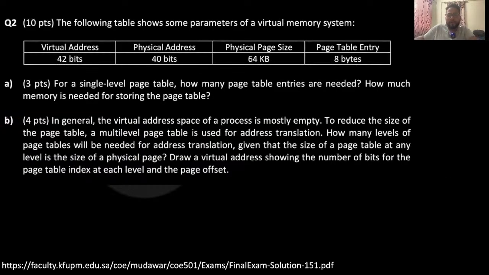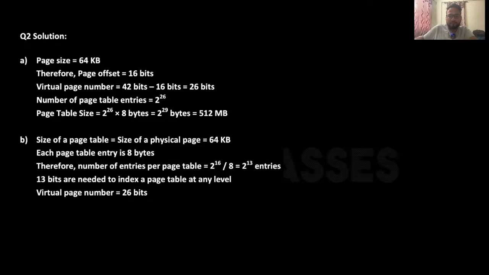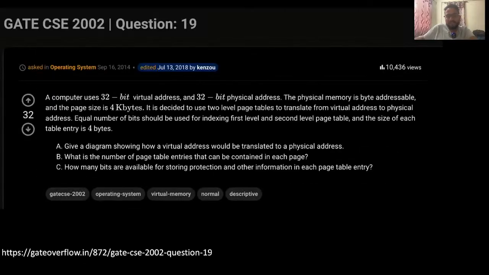Now let me go directly to the PYQ. What they are saying is: a computer uses a 32-bit virtual address and a 32-bit physical address. So the virtual address space is 32 bits and the physical address space is also 32 bits. The physical memory is byte addressable. Okay. The page size is 4 kilobytes.